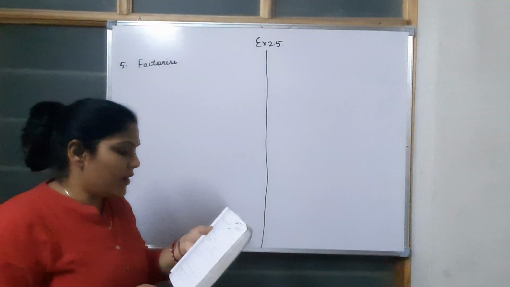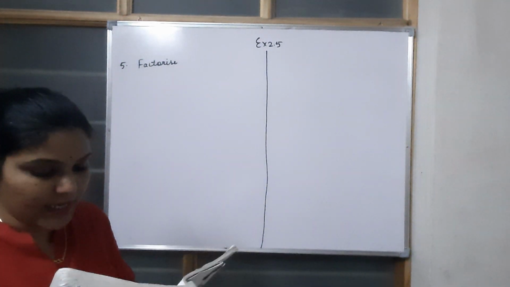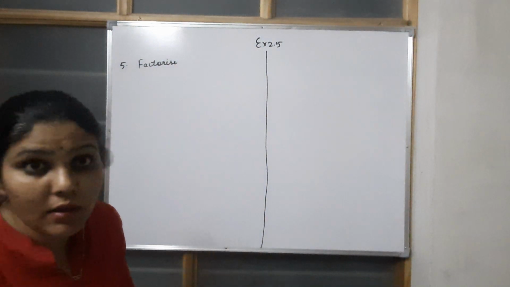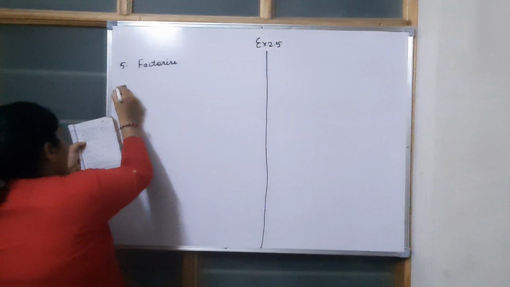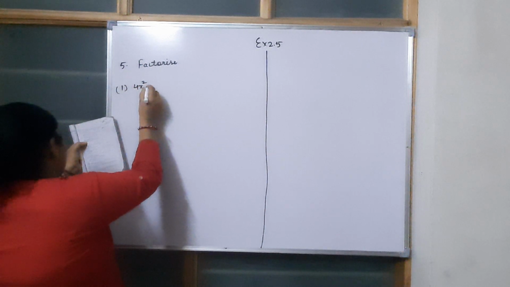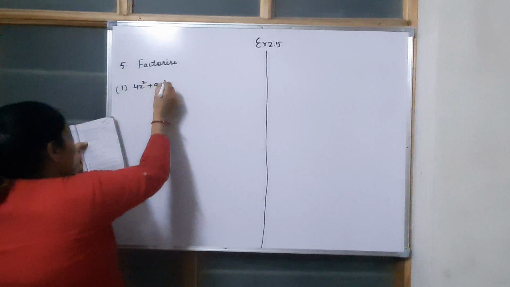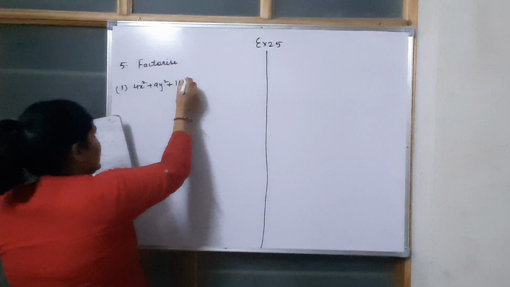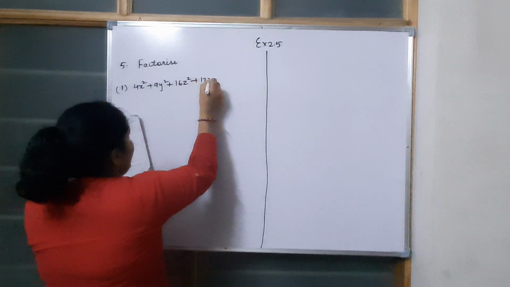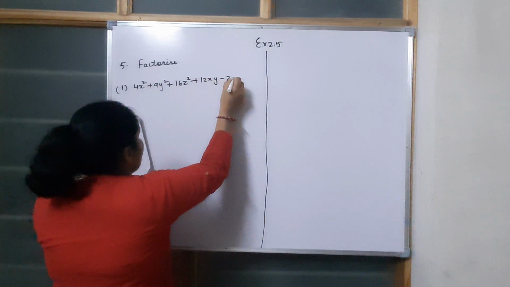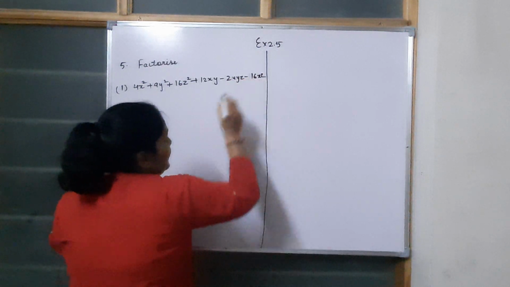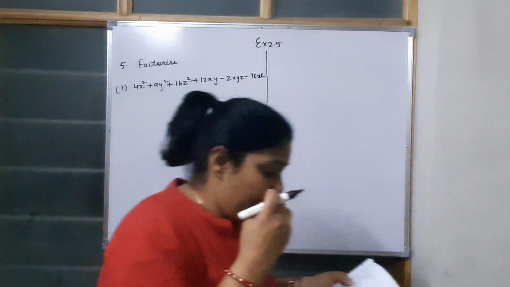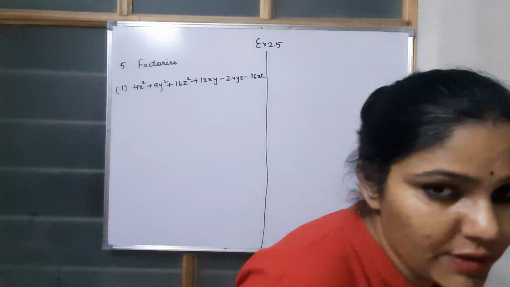Alright, good morning everyone. Today we will be starting with exercise 2.5, question number 5, factorize. So question number 5 we have 4x square plus 9y square plus 16z square plus 12xy minus 24yz minus 16xz. What we have to do in this question is just factorize it.